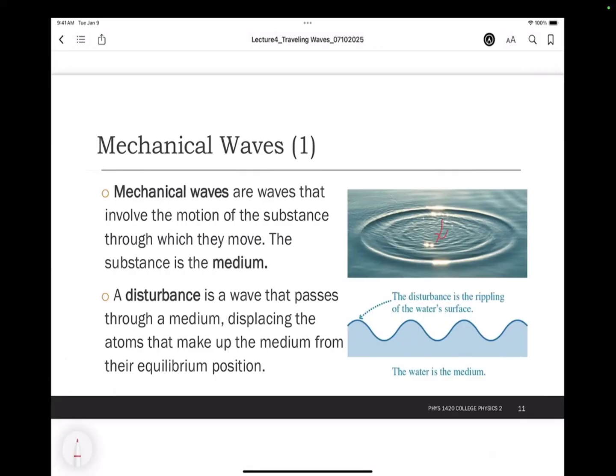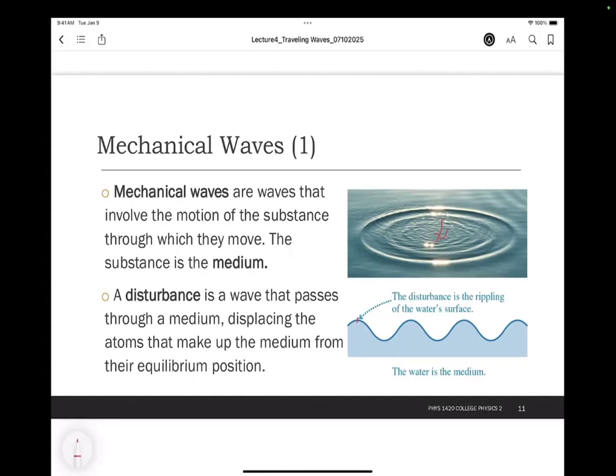So what is the medium? It is water, am I right? Because this wave moves in water. A disturbance is a wave that passes through the medium, displacing the atoms that make up the medium from their equilibrium position. You can see the disturbance is a rippling of the water surface.